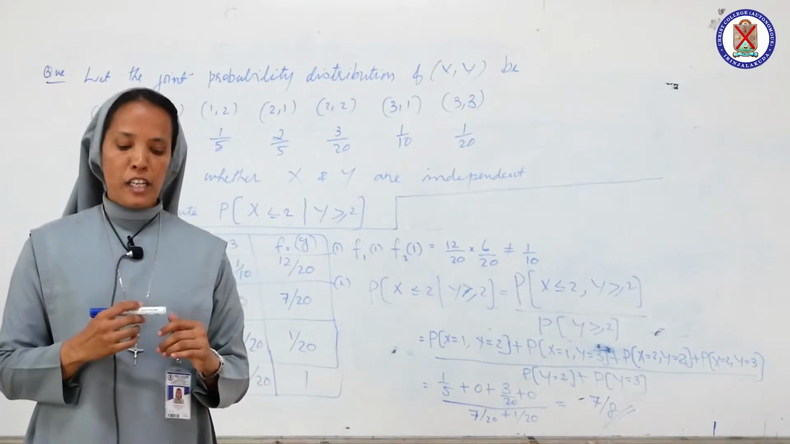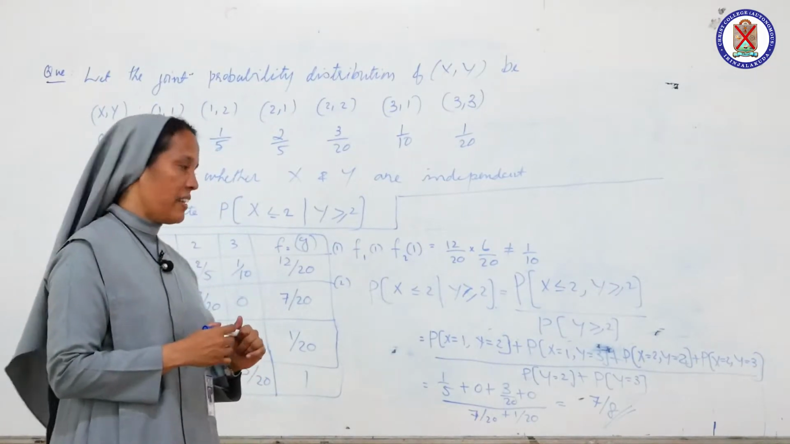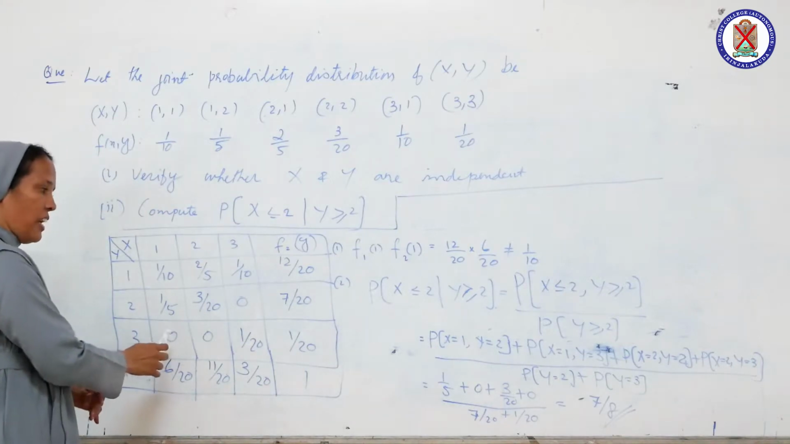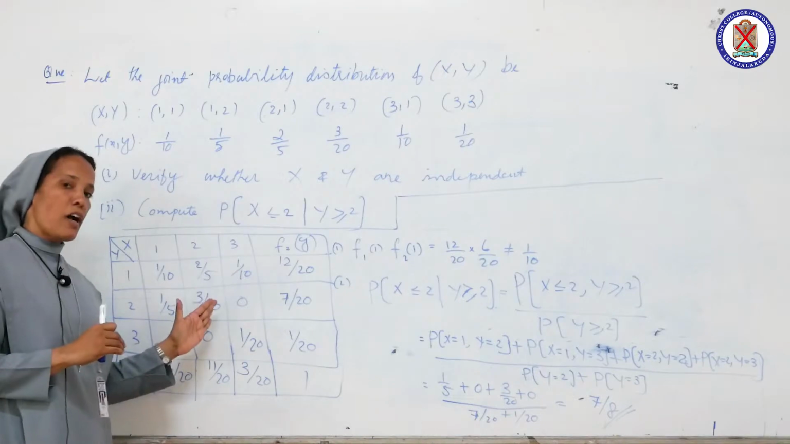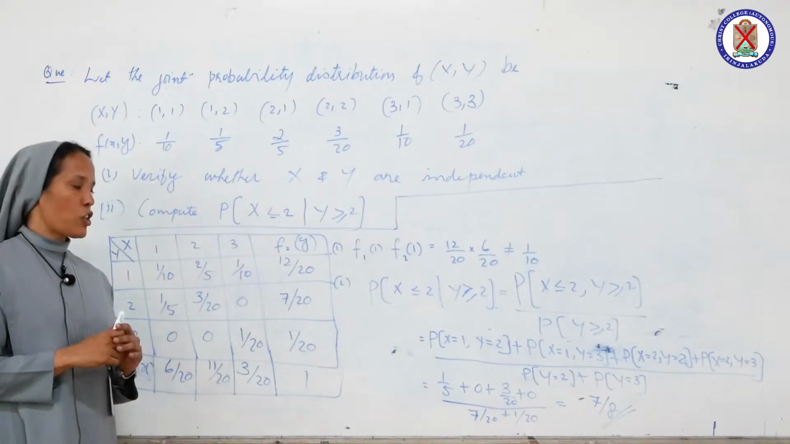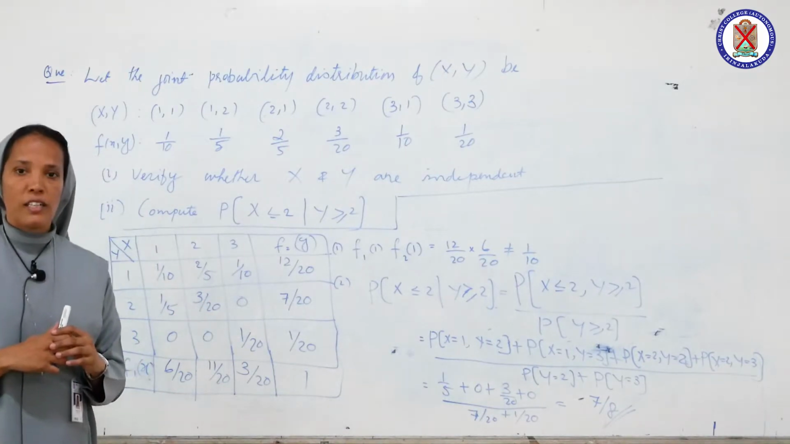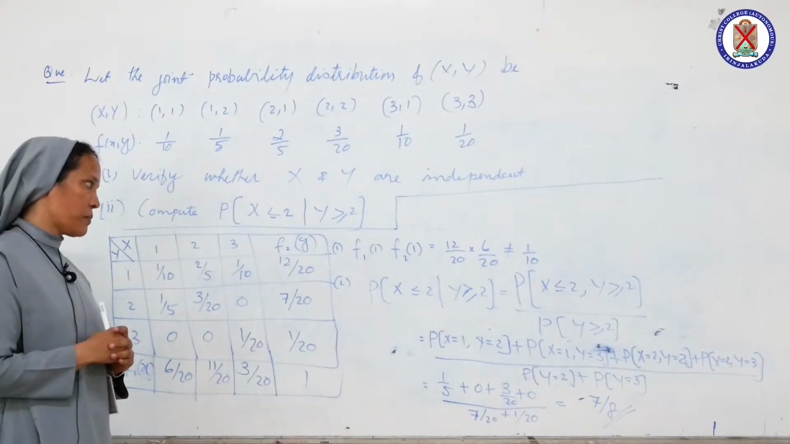The table of joint probabilities for x and y contains zero entries itself. We can conclude that the given variables are not independently distributed, or they are dependent variables.